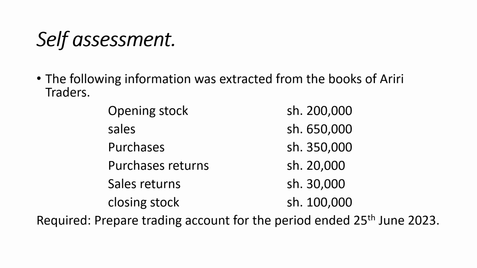Self-assessment. Now, having discussed that, are you able to try this one? Yes, you can. The following information was extracted from the books of Hariri Traders. The opening stock is given as 200,000, sales as 650,000, purchases as 350,000, purchases returns as 20,000, sales returns as 30,000, closing stock as 100,000. Then you are required to prepare a trading account for the period ended 25th June of 2023.